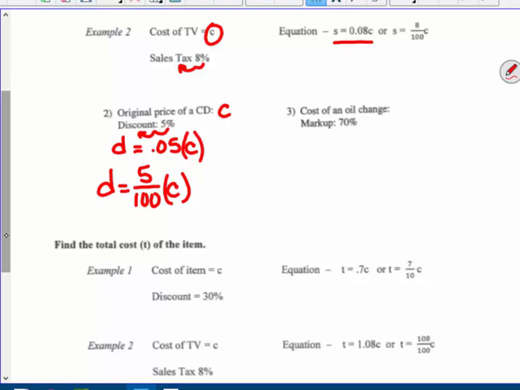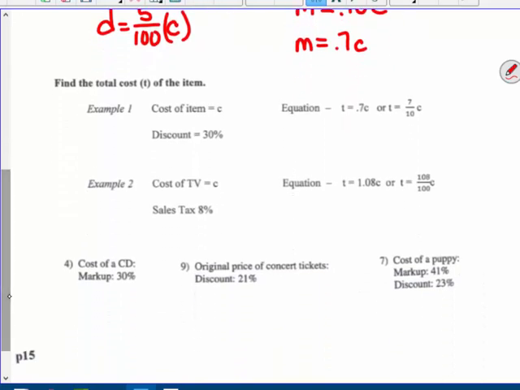The cost of an oil change, we'll call it C, and the markup of 70%. So I'm going to call a markup M, so that markup is 70/100ths or 7/10ths times the cost of the item. So M equals 7/10ths C or 70/100ths C.